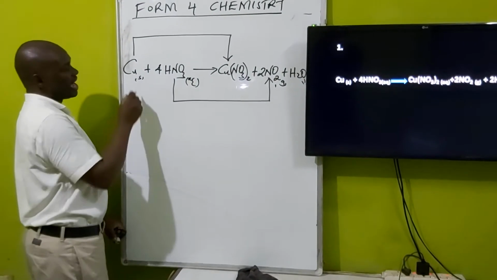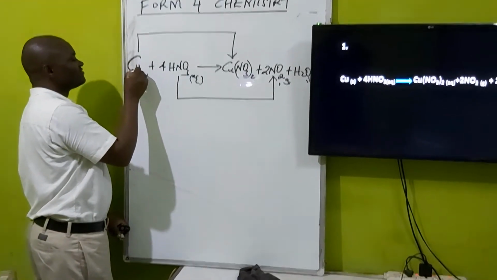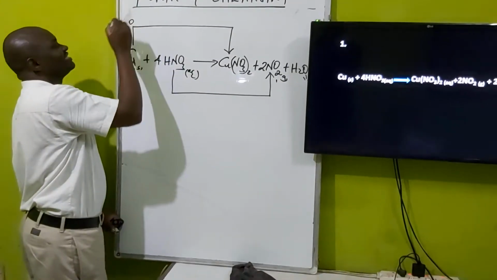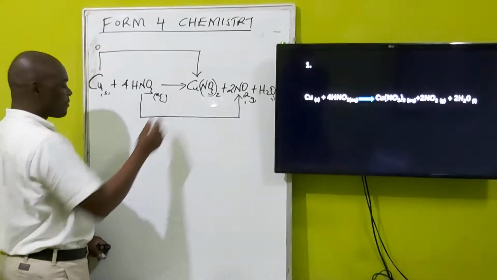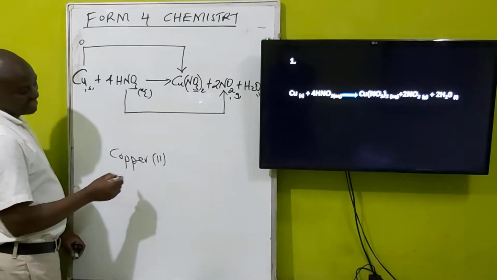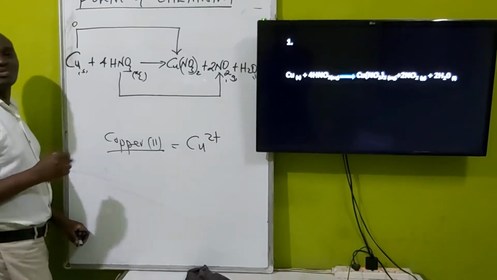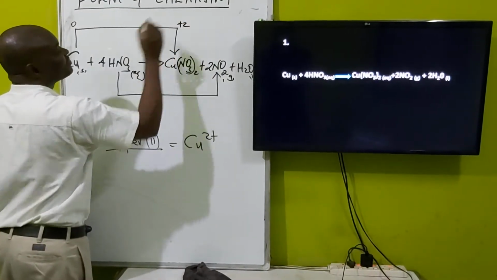So we have copper. The oxidation number of copper, from our rules, a free element is assigned 0. In copper 2 nitrate, the copper 2 means the ion has a valence of 2. So copper here is positive 2.